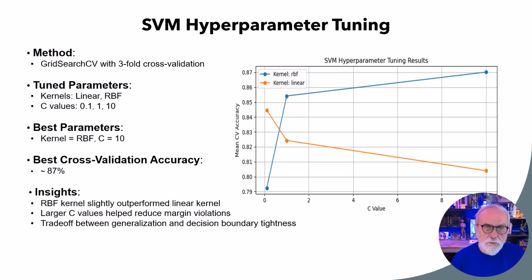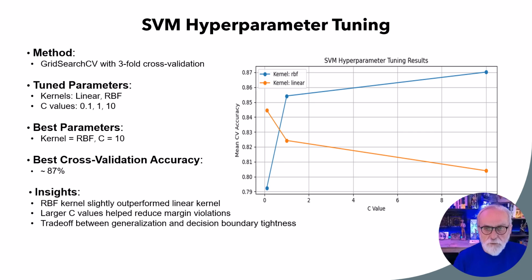To improve the performance of our SVM model, we conducted hyperparameter tuning using grid search CV. During hyperparameter tuning with grid search CV, we evaluated multiple combinations of kernels and regularization parameters, or C values. Our best performing configuration achieved a mean cross-validation accuracy of approximately 87%. This means that across different training validation splits, the model consistently generalized well to unseen data during tuning.